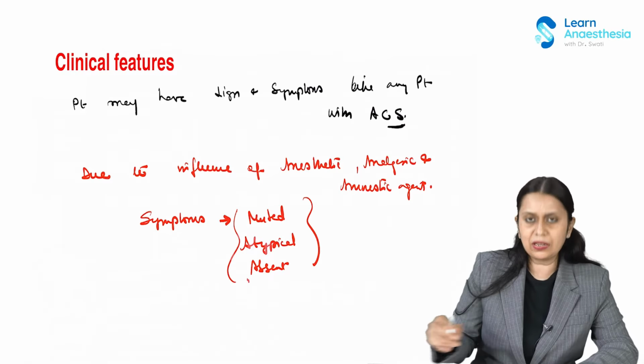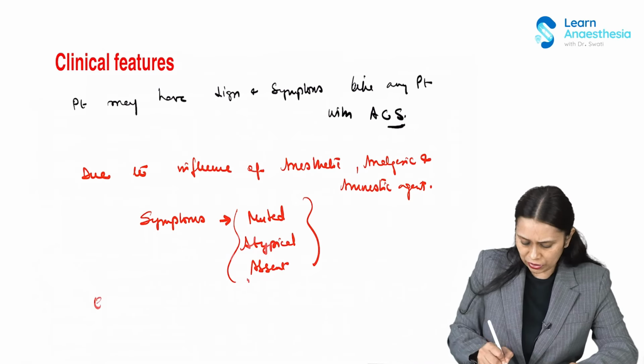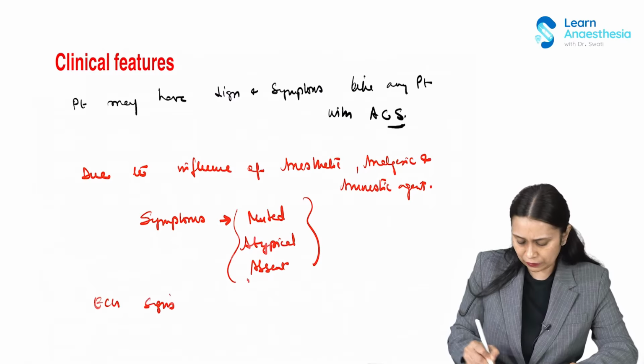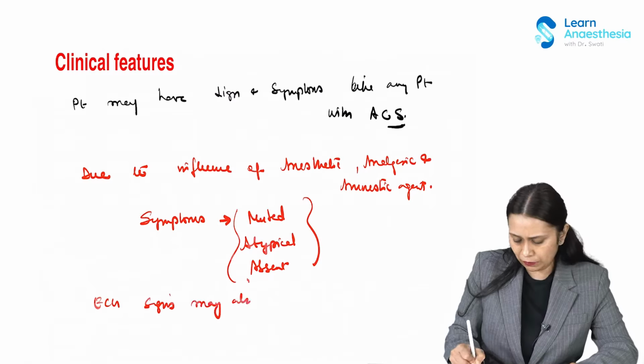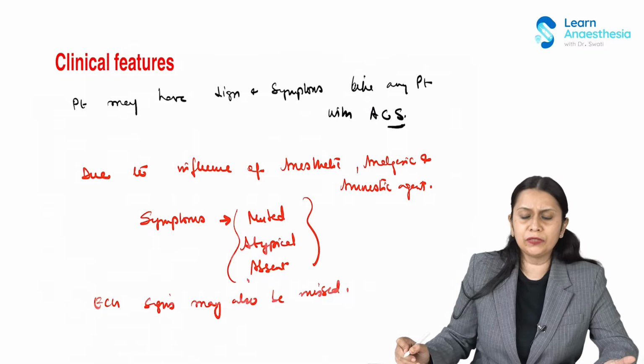Now, ECG signs of MI we may miss, right, may not be recorded in these patients. Now, ECG signs may also be missed. So, in majority of patients only increased troponin level is what we will get.